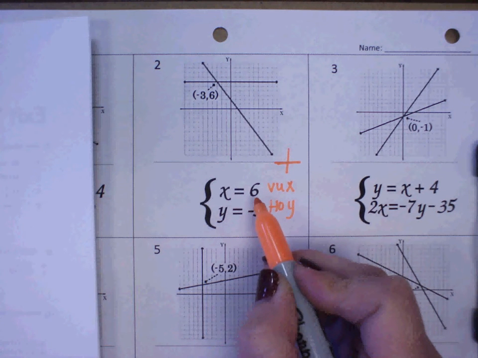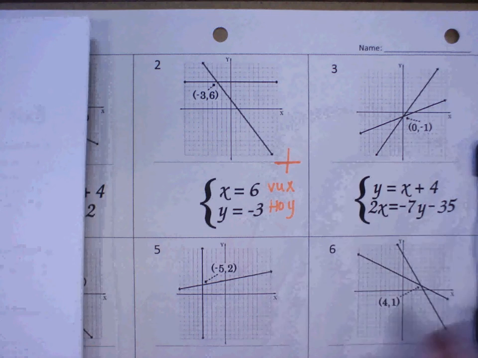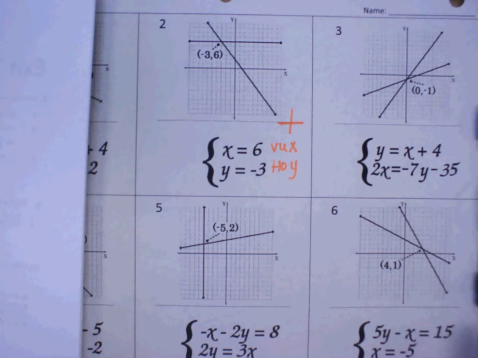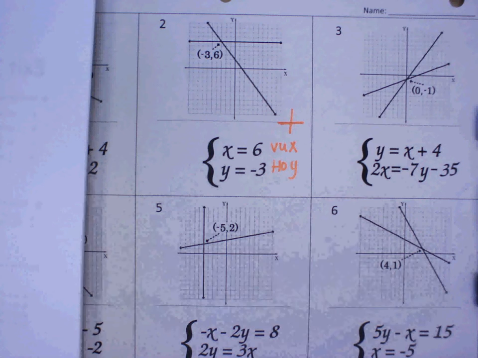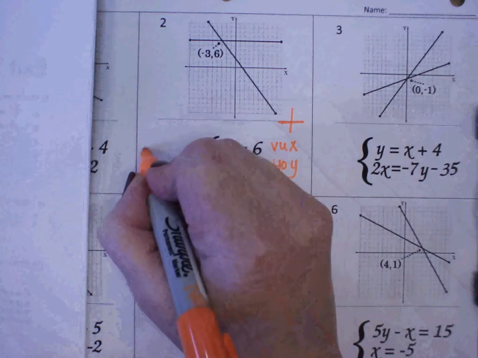Very good. So in this one, you just have to know what horizontal and vertical lines are. What does it mean to be a horizontal line and a vertical line? They're only going to meet where x equals 6 and y equals negative 3. So the point for that one would be 6 and negative 3. All right, let's go to number 3.